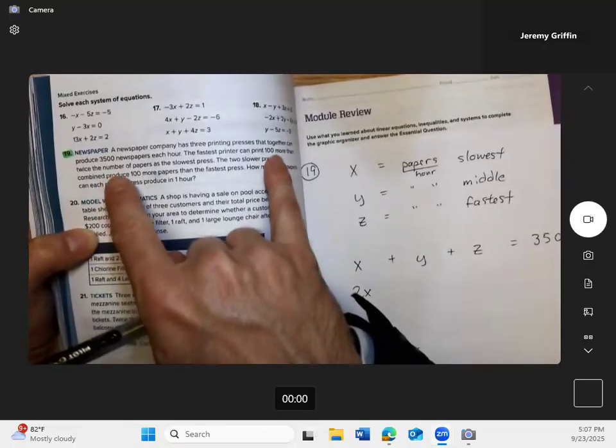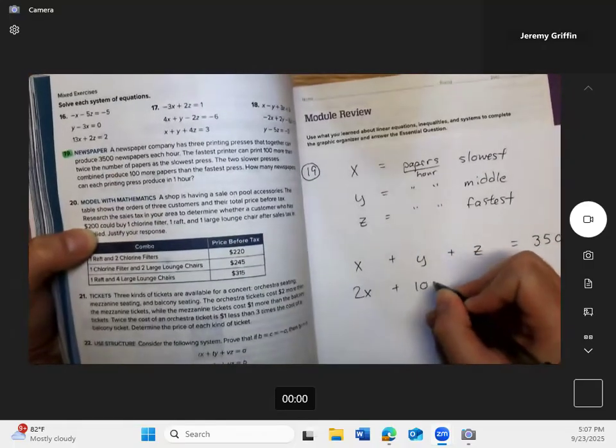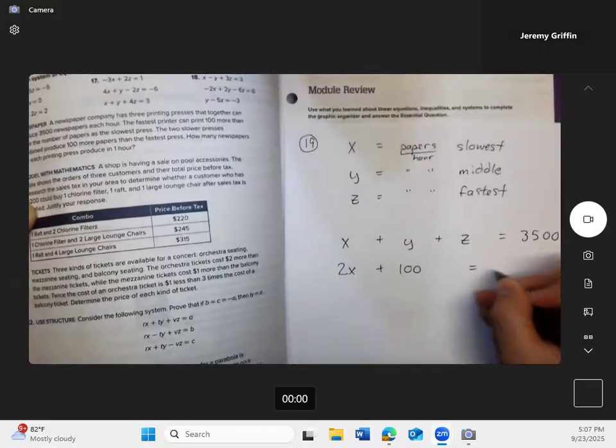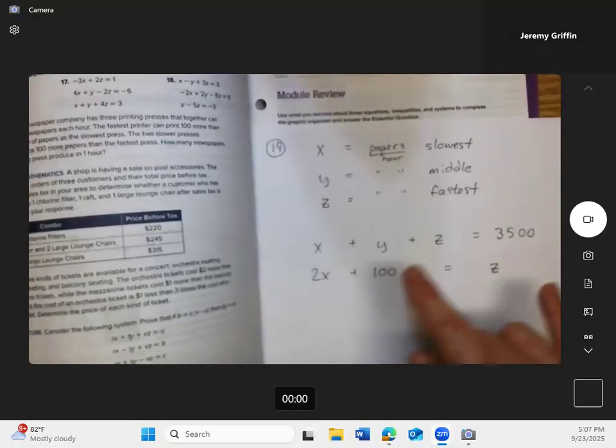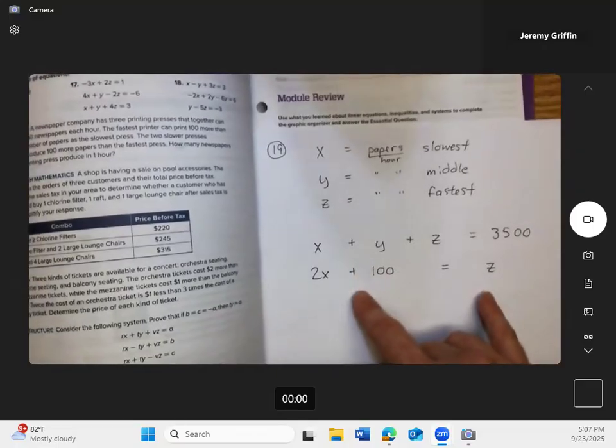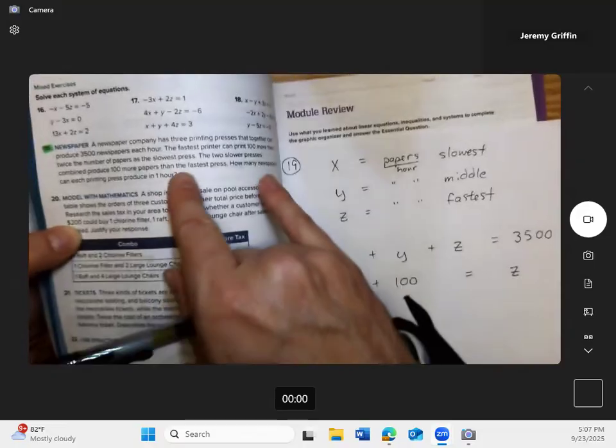And then 100 more than that, that's like plus 100. And then that is equal to the fastest printer, which is printer Z. So now I have a second equation. Now I still need one more equation. This is not solvable yet without one more piece of information. Oh, is this one right here?